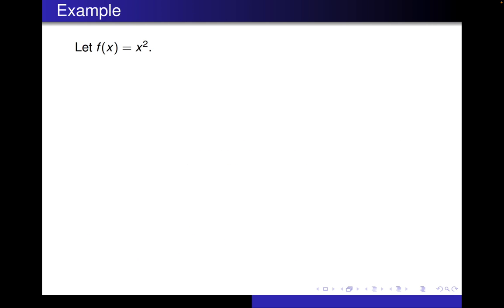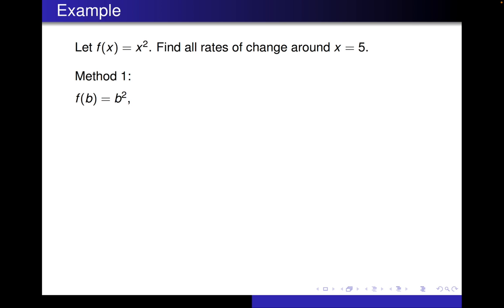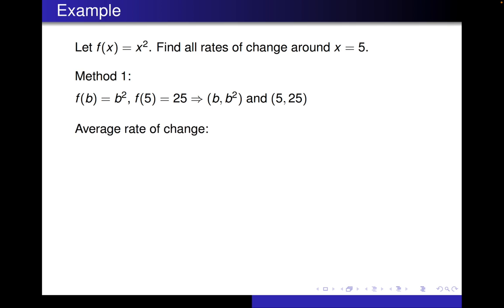So let's try this on f of x equals x squared. And we're going to find all the rates of change around x equals 5. So x equals 5 is going to be one of the points we're looking at, and then we're looking at as many other points as possible. So method 1, we're going to let x equals b, and f of b is equal to b squared. And f of 5 is equal to 25. Those are our two outputs. So our two points are going to be (b, b squared) and (5, 25). And we're going to find the average rate of change between those 2 points. Not a big deal.